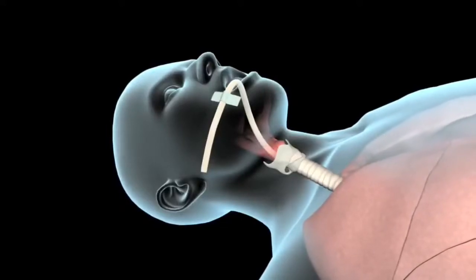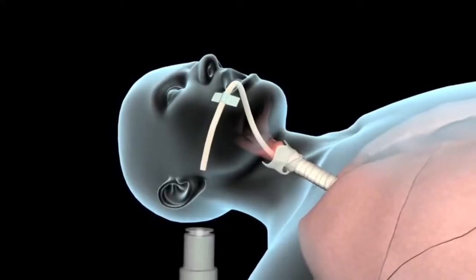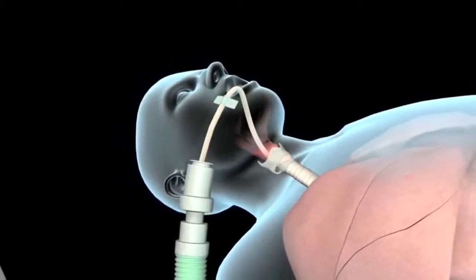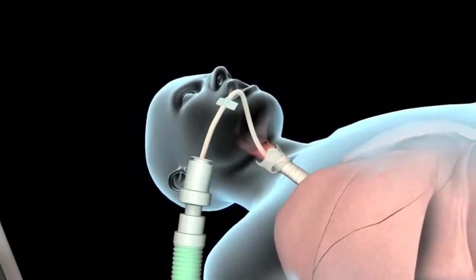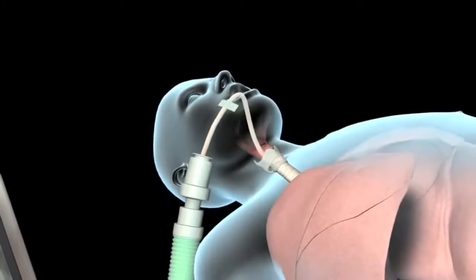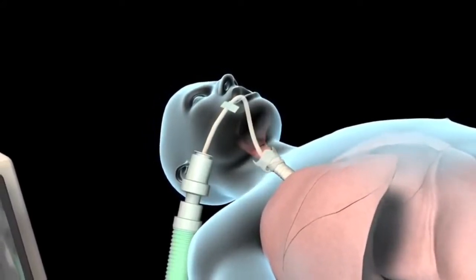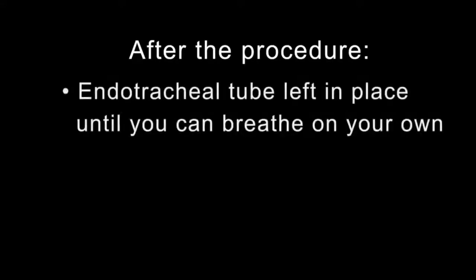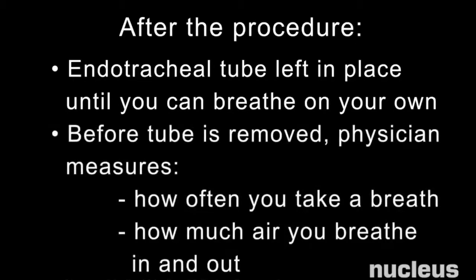Once the endotracheal tube is in the proper position, your doctor will attach it to the mechanical ventilator, a specially designed pump that aids respiration by delivering well-oxygenated air into the lungs and permitting carbon dioxide to escape from the lungs. Levels of oxygen and carbon dioxide will be closely monitored to confirm that the ventilator is working. Once your surgical procedure is complete, your doctor will not remove the endotracheal tube until you are able to safely breathe on your own. He or she will make this determination by measuring how often you take a breath and how much air you breathe in and out with each breath.